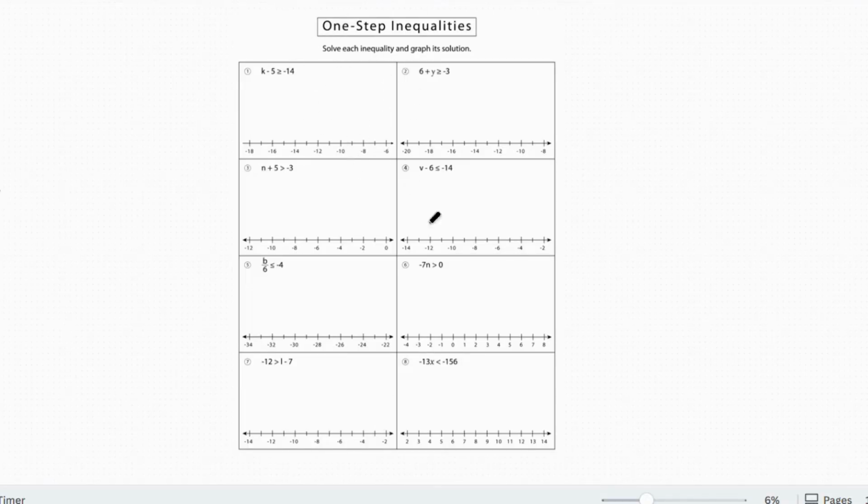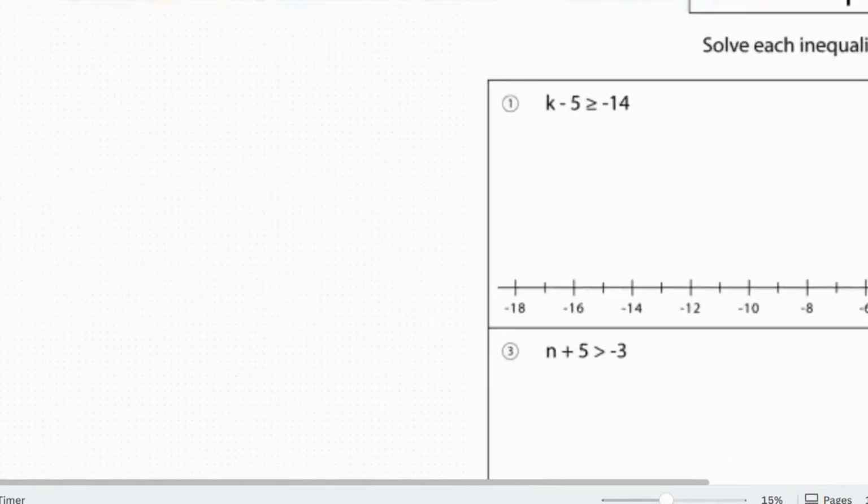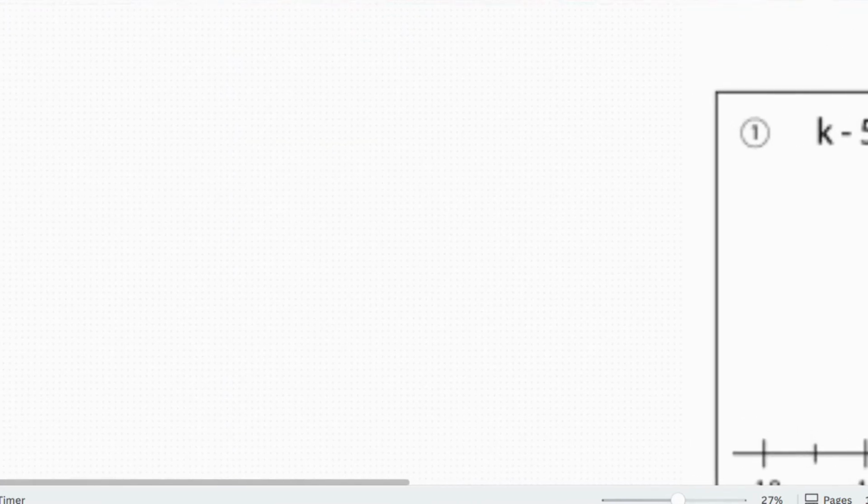In today's class, we will be working on inequalities. We will be learning how to solve one-step inequalities, okay? But before we solve any of the questions, let's first understand how the inequality signs work, okay?